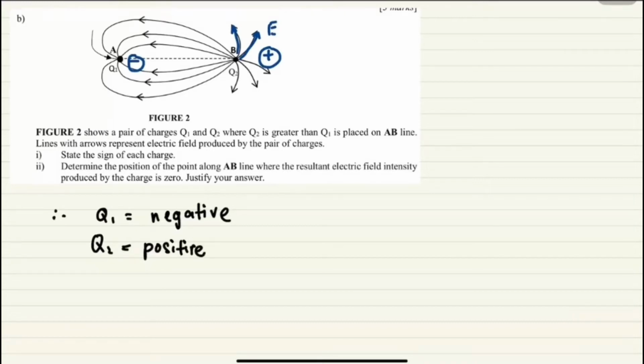Okay, the next question, they want to determine the position of the point on the AB line where the resultant electric field intensity produced by the charges is 0. Over here, the position of the point along the AB line. So the AB line is actually from here to here, right? At any point over here, it doesn't matter where the point is, you will have two electric fields. One comes from E1, which is to the left.